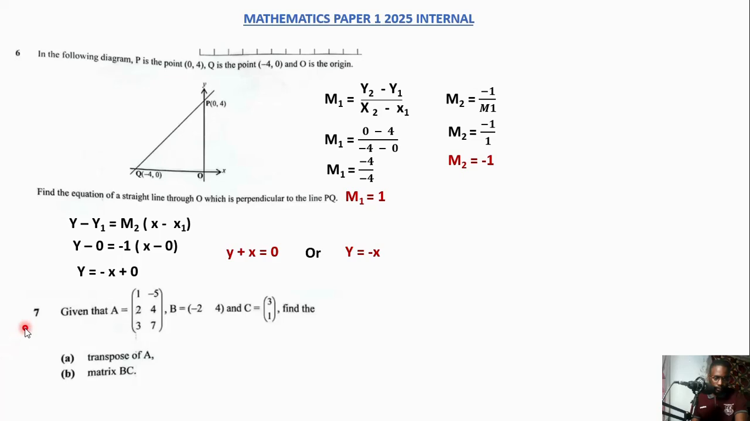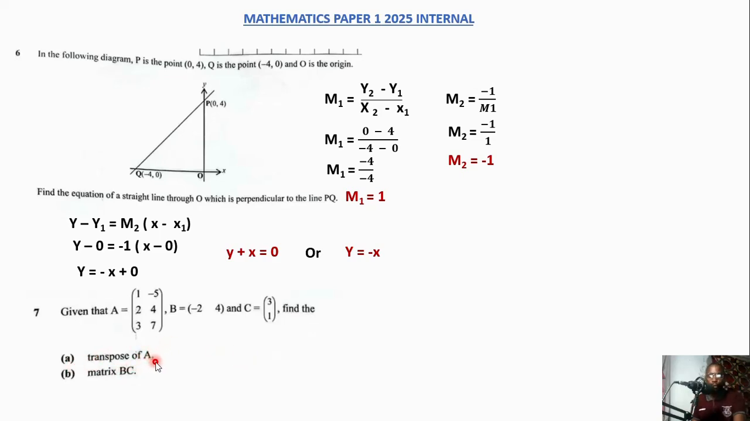Okay, now let's go to question 7. Question 7 reads, given that A is equal to this matrix, we have 1, -5, 2, 4, 3, and 7. Then B is equal to -2, 4, and C is equal to 1, 3. Now they're saying, find the transpose of A.